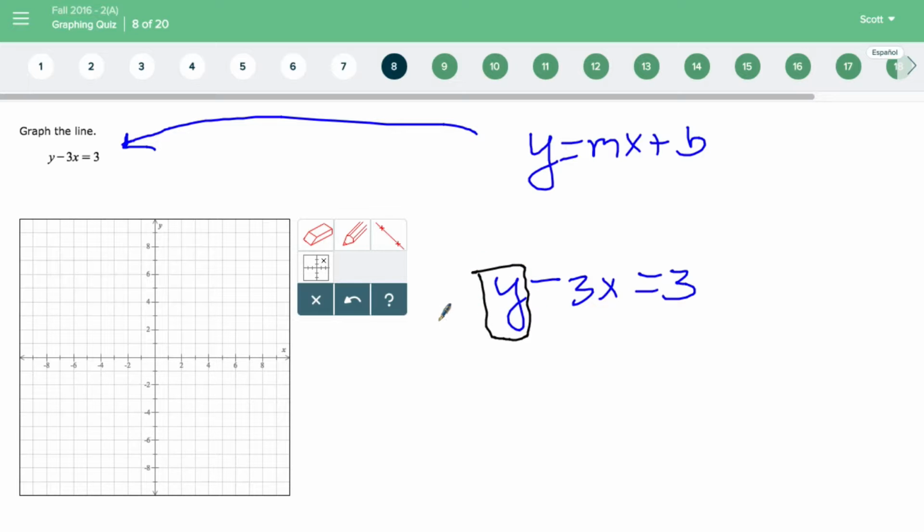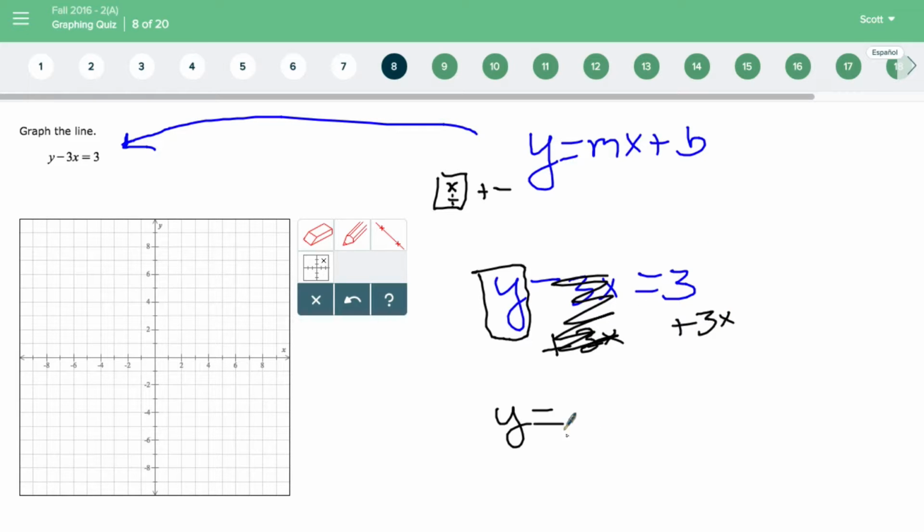So my box goes around y, and now I need to get everything out. Remember, everything in the box is times or divide. Everything outside the box is plus or minus. So it's outside the box, so I need to do the opposite. That's minus 3x, so I'm going to plus 3x to both sides, leaving me with y equals, the x's go away, and I have a positive 3x and a positive 3. And I want the x's to come first, right? Because that's the format that I want.